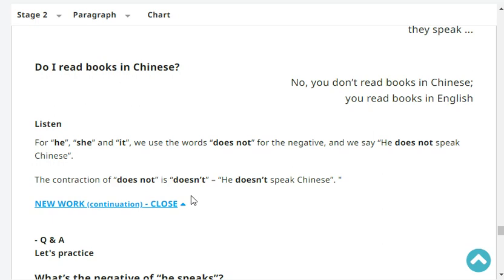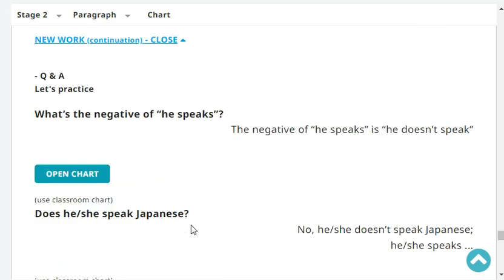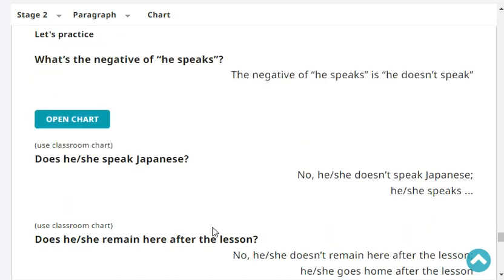For the negative, we say he does not speak Chinese. The contraction of does not is doesn't. So we can say he doesn't speak Chinese. Okay, let's practice. What's the negative of he speaks? He doesn't speak. Very good.